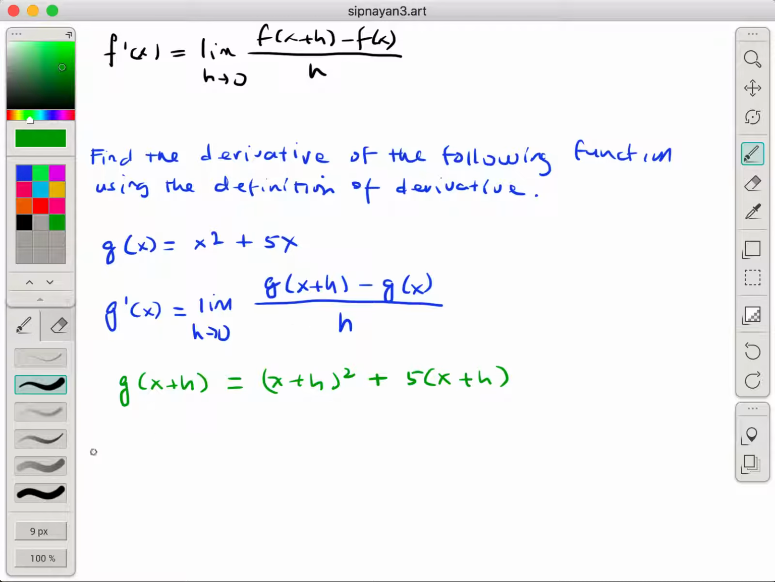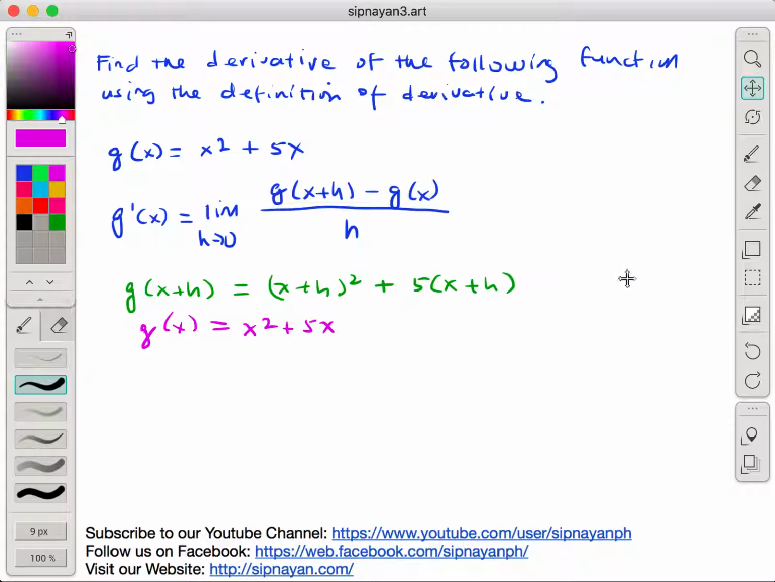So that is our g of x plus h, and we will subtract g of x later. Our g of x is, of course, this one: x squared plus 5x. Okay, so we now have g of x plus h and we have g of x. We can now use this formula. So it becomes g prime of x. It looks like a q, but this is g.